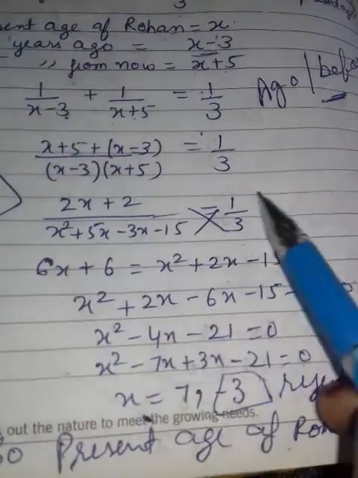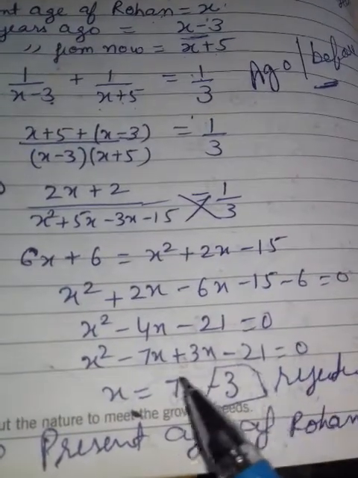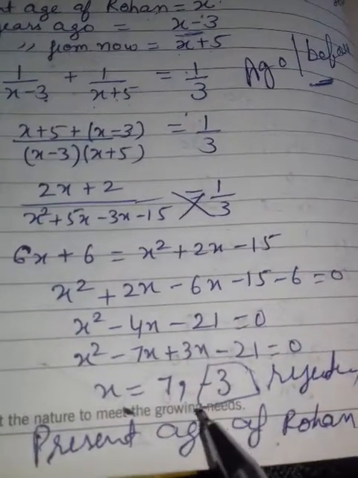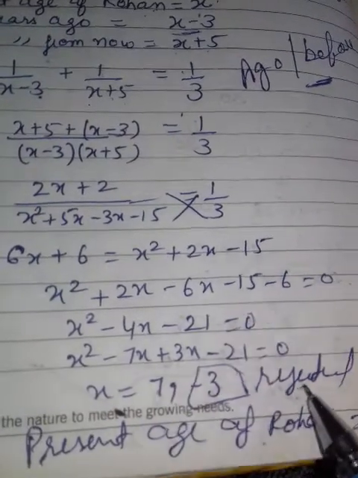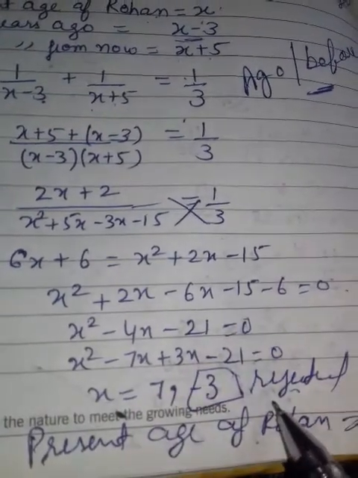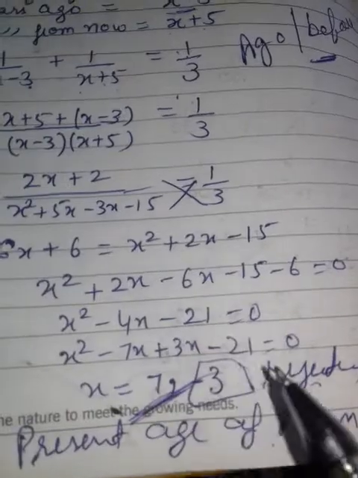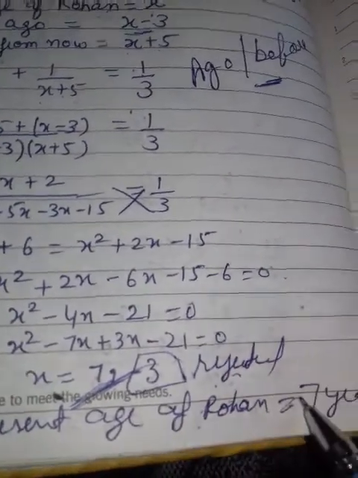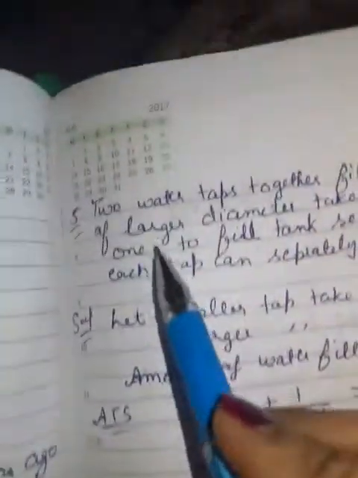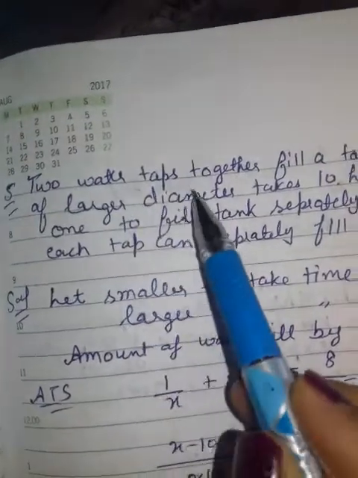After that you have taken all the terms on one side. I opened, I factorized it. I am getting 7 and minus 3. You know age can never be negative, so 7 is your answer. So what is the present age of Rohan? 7 years. Next question is two water taps.